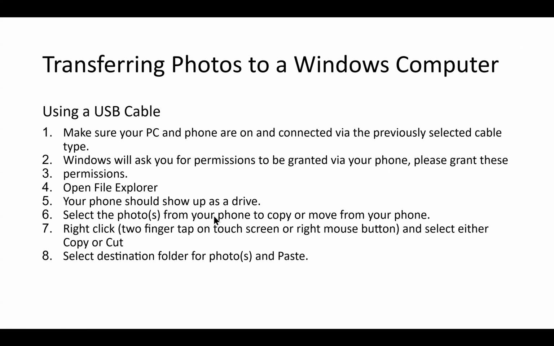You can select the photos from your phone to copy or move, and then right click and select either copy or cut. If you cut them from your phone as you move them, it'll delete the copy off of your phone. The safest way is to copy it over, make sure everything went well, and then you can go back to your phone and delete your photos individually. So once you've got that, you can select the destination folder for your photos and paste them there.